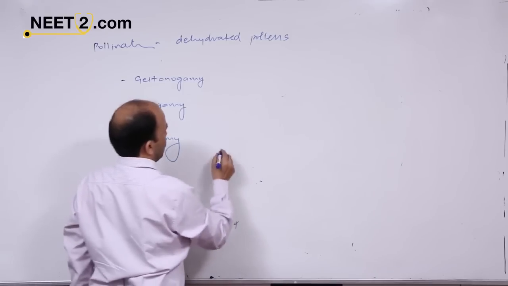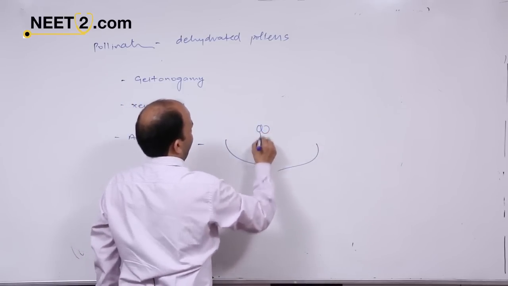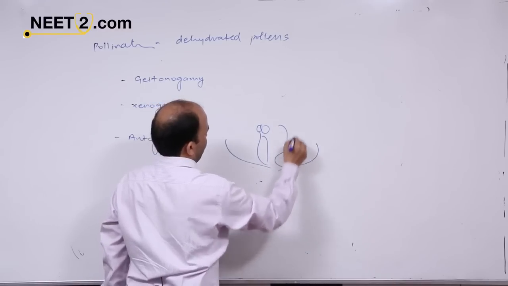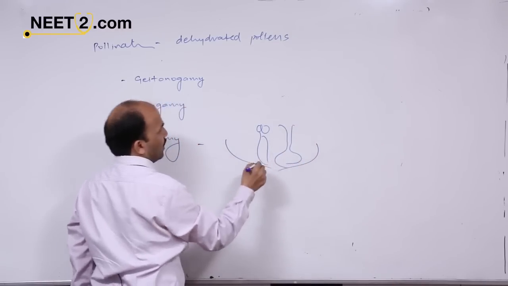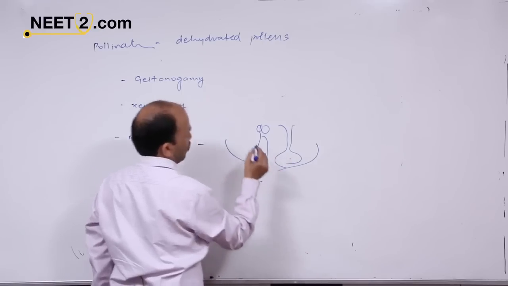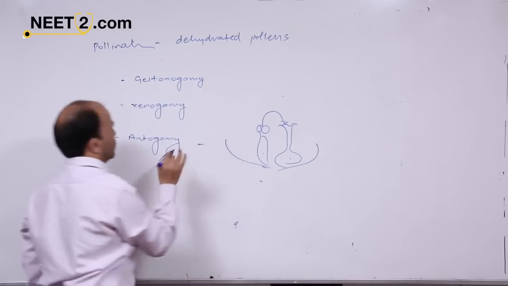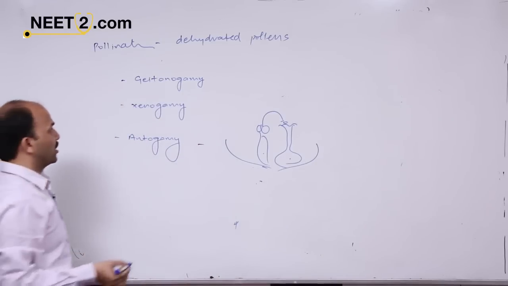Autogamy means you will find here a single plant's flower. The flower is bisexual. If the pollen grain of this flower reaches the pistil of this same flower, then the process is autogamy, self pollination.